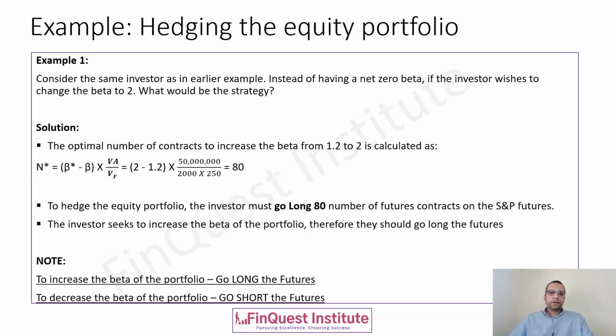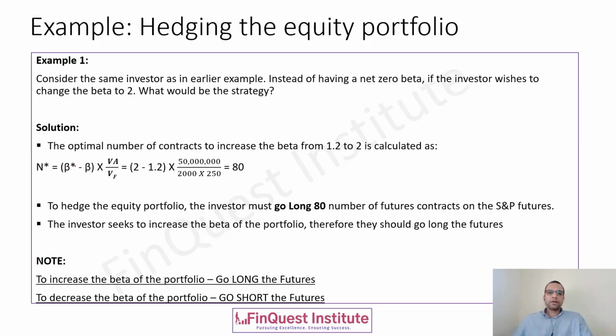Now, let's say instead of having a net zero position, the fund manager or investor wants to change the beta. That is, they are comfortable with holding a beta which is slightly higher than the market, so they are fine with the sensitivity. Rather, they may want to push the beta because they have a certain view about the market and they are bullish on it. So they may want to increase the beta, or increase the systematic risk of their portfolio. Again, that can be done via futures. Take the same investor as in the previous example, and instead of a requirement for net zero beta, the investor wishes to push the beta to 2.